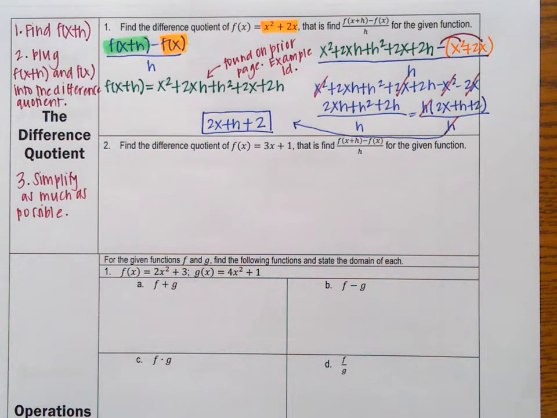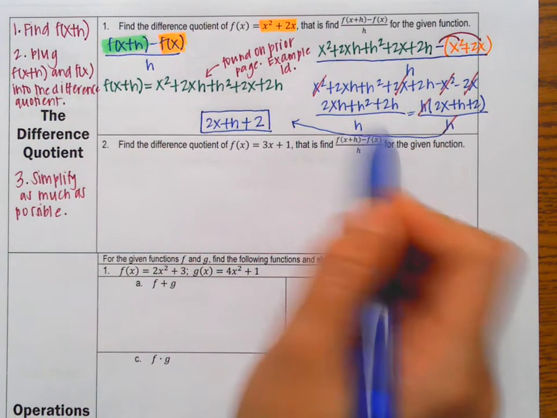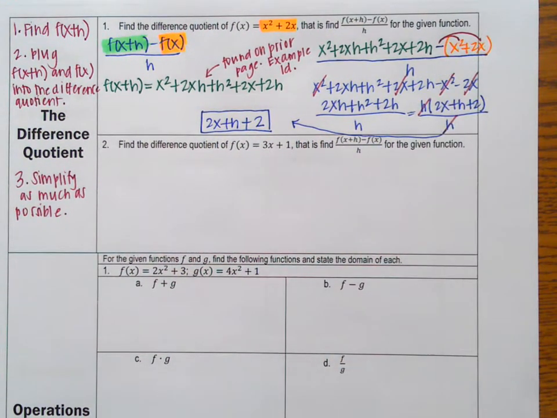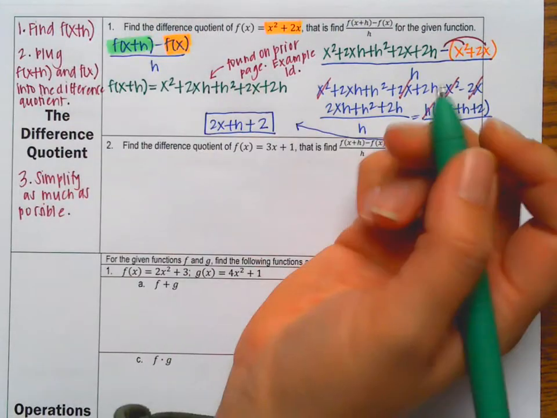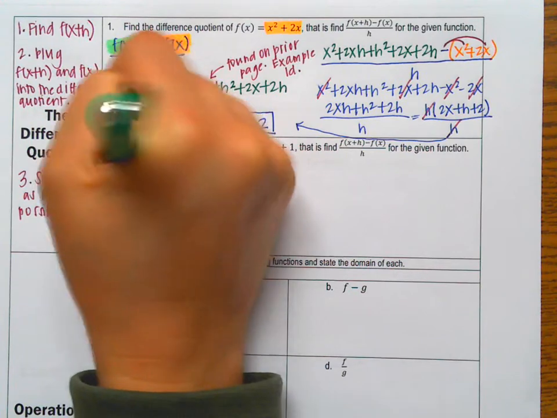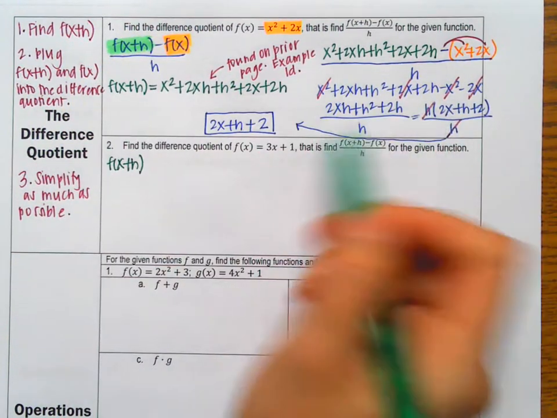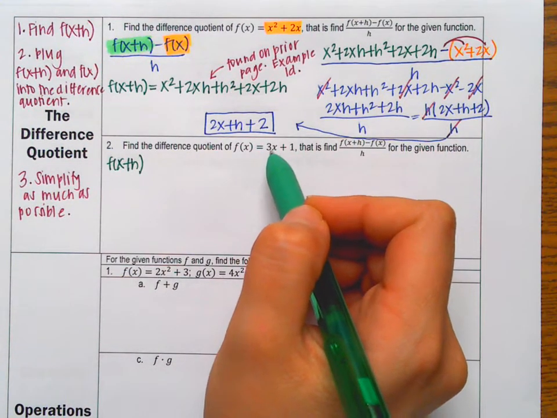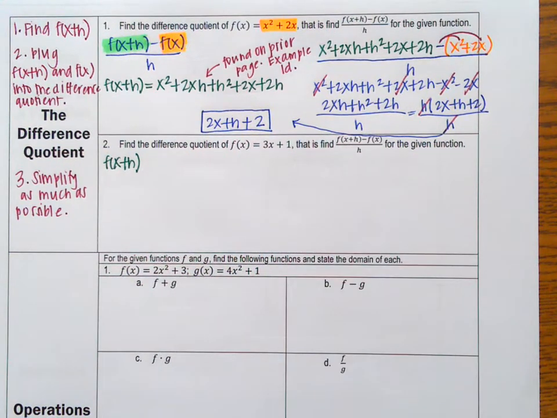Okay, so let's look at number 2. It says, again, find the difference quotient of f of x equals 3x plus 1. That is fine. Same thing. Same difference quotient. That's never going to change. So first thing we're going to do is find f of x plus h. So what I want you guys to do is find f of x plus h for our function 3x plus 1. So I want you guys to pause me here and try that on your own.